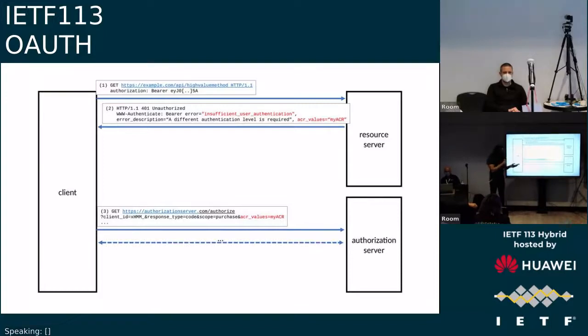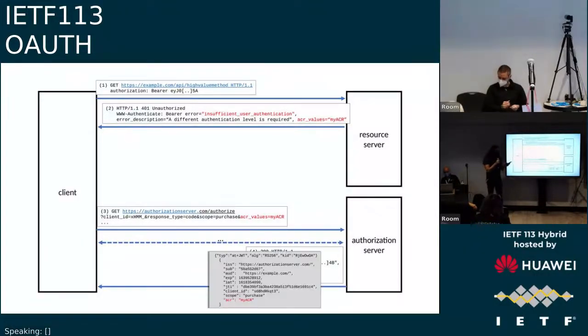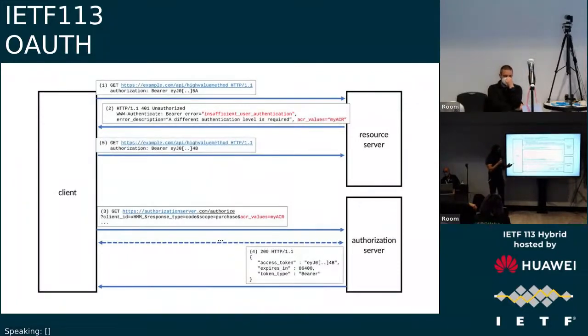And then the authorization server will do whatever it deems necessary, hopefully trying to comply with my ACR, and assuming that the user successfully authenticates, we get our usual response, and this time we get reflected in our settings that we did comply with the ACR. And then at that point, we just repeat our request, and oh joy, we get back a 100.